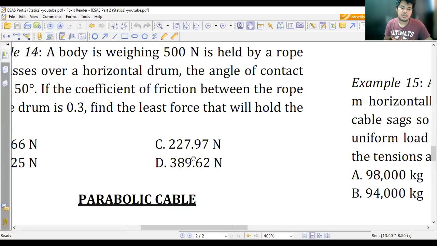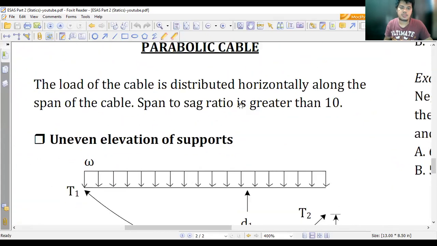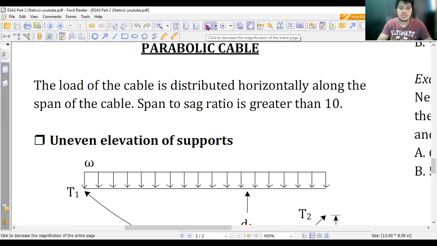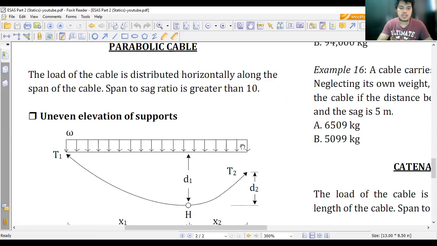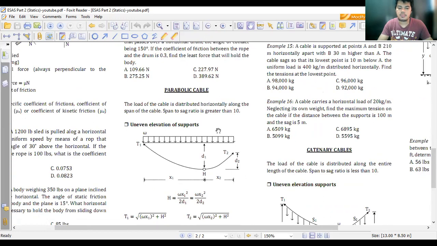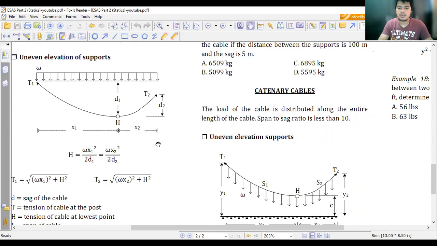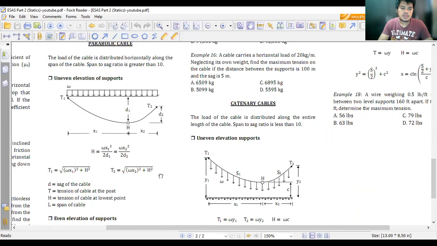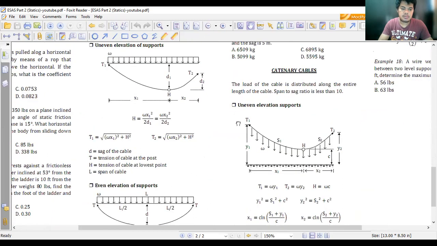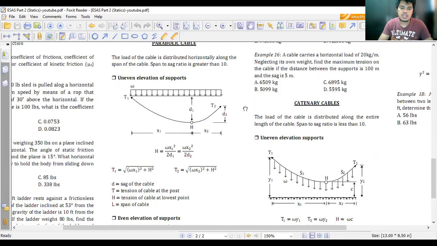Okay. And then we are in our last topic, the parabolic cables. All of these topics are formula based. That means you have to consider memorizing or even familiarizing the formulas.